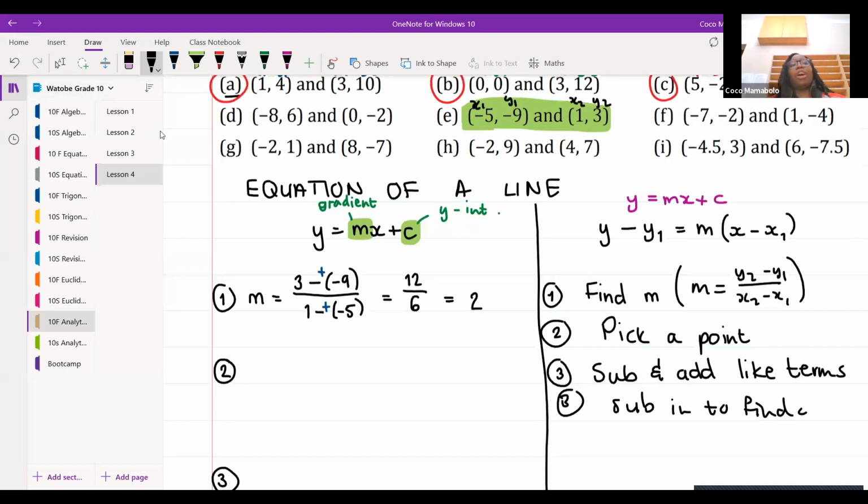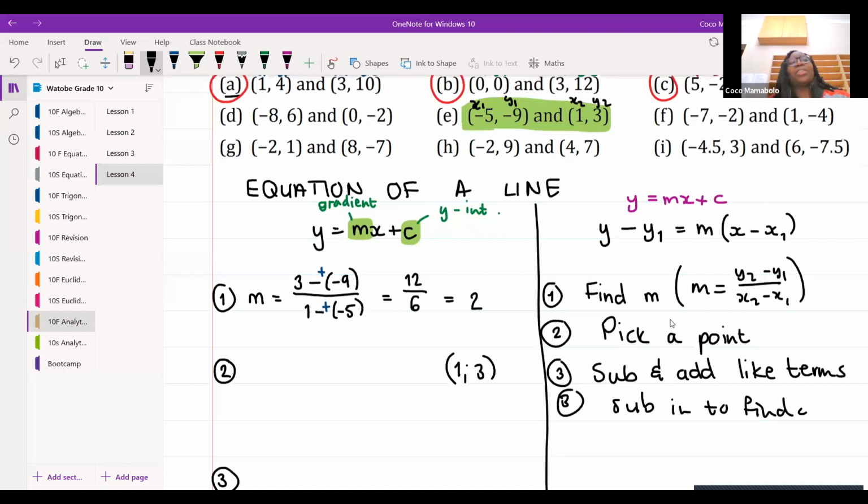Okay. Relebogile, I'm going to ask you to pick a point for me. You can either choose -5 and -9, or you can choose 1 and 3. Which one do you choose? I choose -5 and -9. Ah, why do you want to work with negatives, man? Okay, then 1 and 3. 1 and 3 is fine. Thank you for being gracious. Now we don't have to work with negative numbers. 1 and 3. Okay, don't go away, Relebogile.